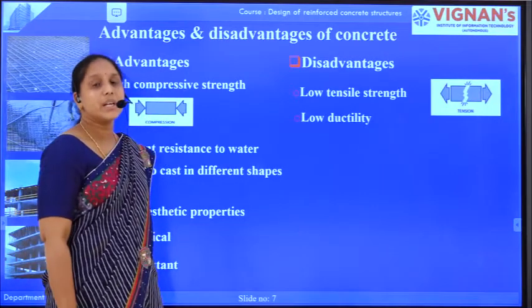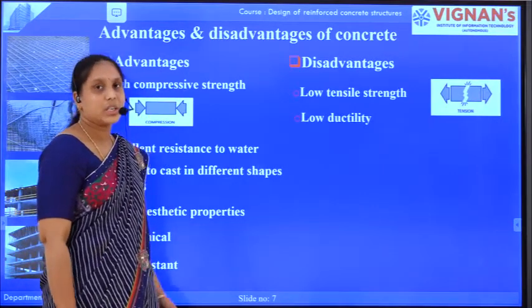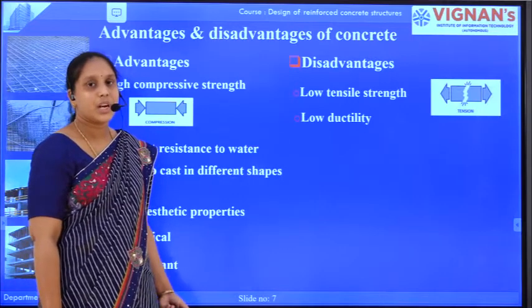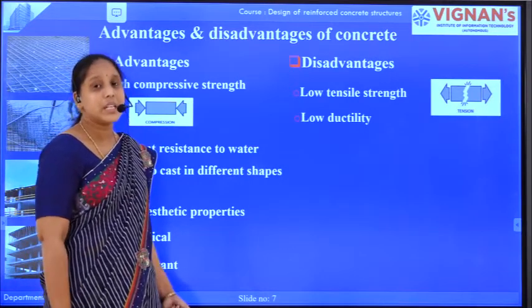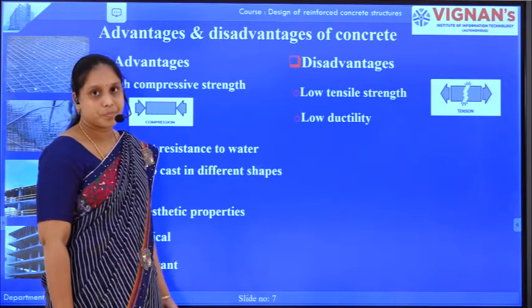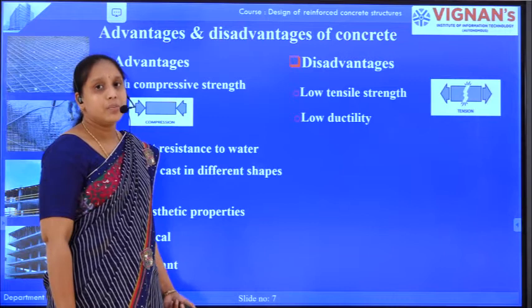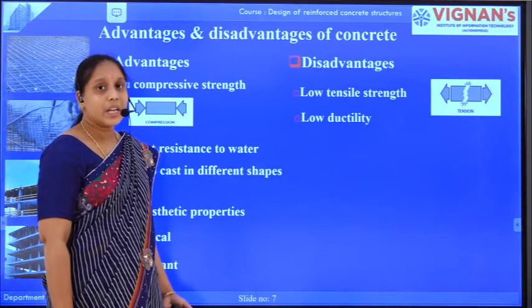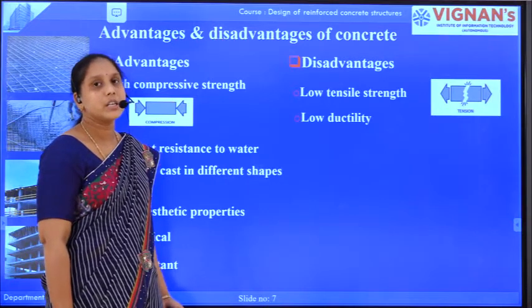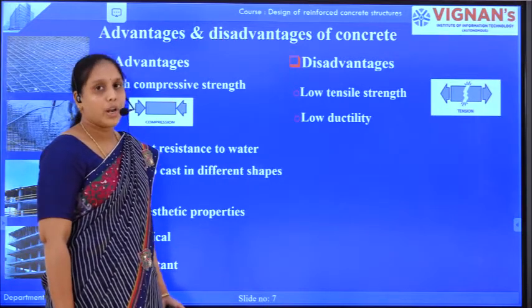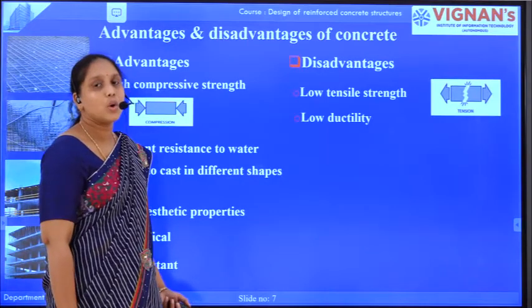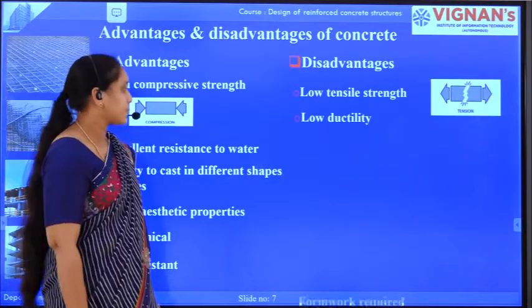And the next one is low ductility. Concrete is a brittle material. That is, it easily fails on load. When load is applied on the concrete member, it easily cracks and suddenly fails. That is, it doesn't give us any warning. So that is the second disadvantage, that it has low ductility.